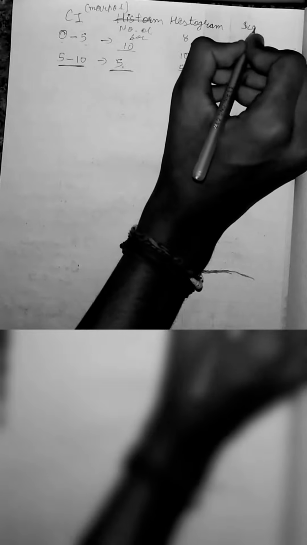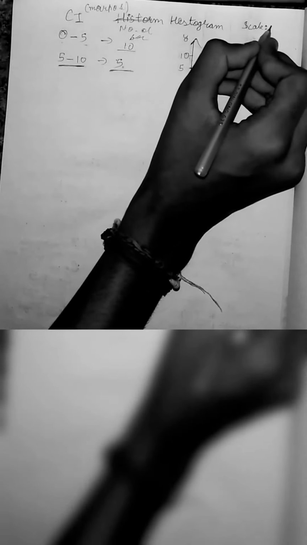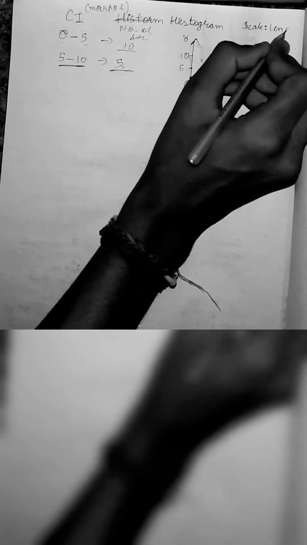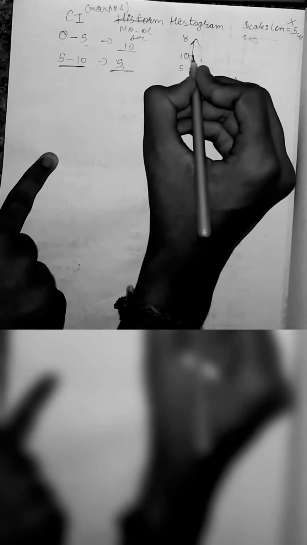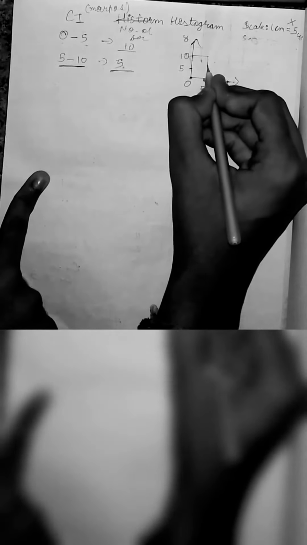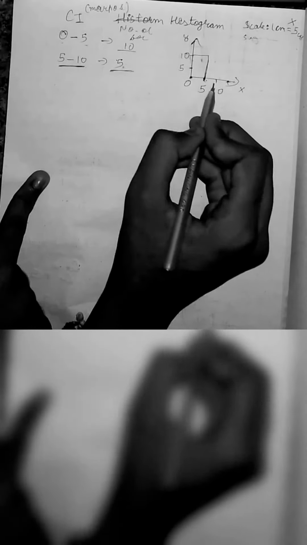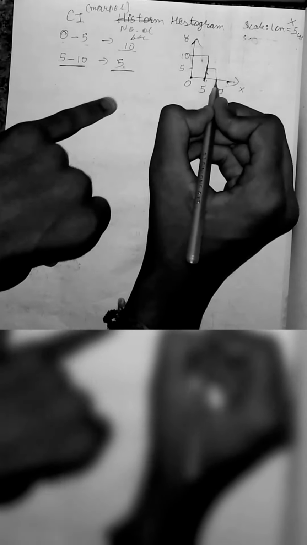Note that in a histogram it is necessary to write the scale, as you will see later. So our scale is 1 centimeter equals 5 units on the x-axis, and we can write the scale of the y-axis. I will tell you later in detail. So from 0 to 5 we have 10, so we draw a rectangular bar here, and from 5 to 10 it is 5. So our simplest histogram is like this.